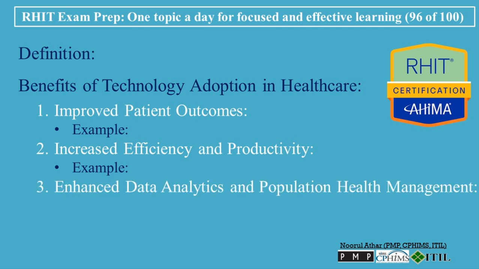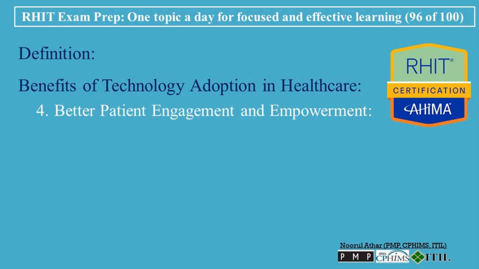3. Enhanced data analytics and population health management. Technologies such as data analytics, AI, and EHRs allow healthcare organizations to collect and analyze large volumes of health data, supporting population health management and helping providers identify trends and address health disparities. Example: a healthcare system uses data analytics to track population health metrics, such as rates of chronic diseases and vaccination coverage, and implements targeted interventions to improve health outcomes for underserved communities.